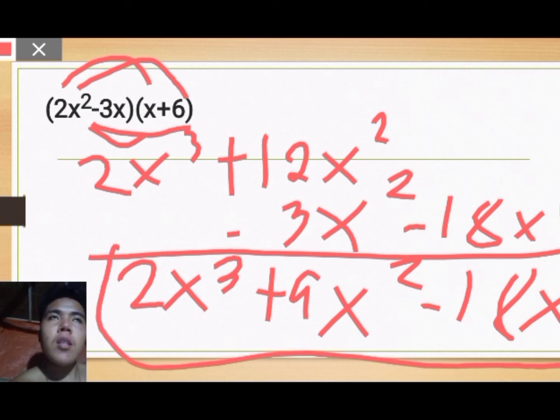So that is the process of multiplying a polynomial. I hope I taught you how to multiply a polynomial. So thank you. God bless.